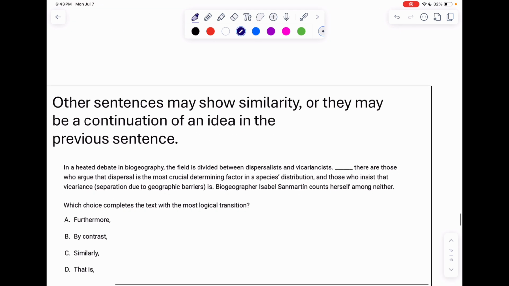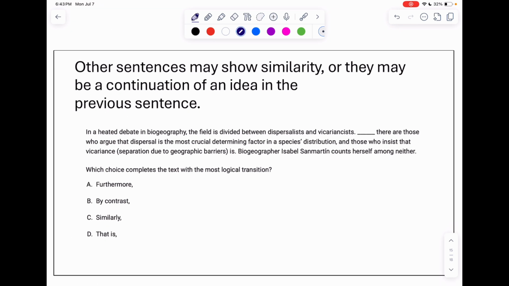Let's look at one that shows similarity. In a heated debate in biogeography, the field is divided between dispersalists and vicariancists. I think that's how you say that word. No points for pronunciation. Blank, there are those who argue that dispersal is the most crucial determining factor in a species distribution, and those who insist that vicariance, separation due to geographic barriers, is.